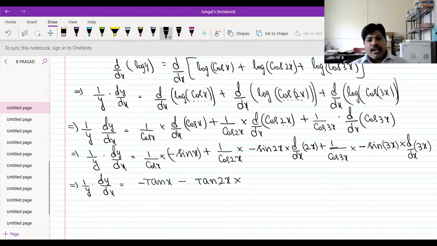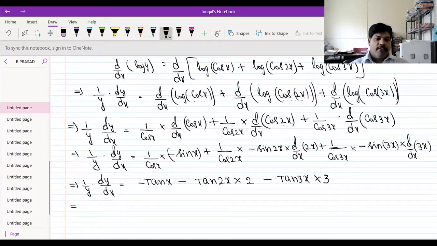What is the derivative of 2x? 2 into derivative of x. Derivative of x is 1. So automatically this value will become 2. Minus sin 3x by cos 3x will become tan 3x into 3x derivative, 3 into derivative of x. 3 into derivative of x is nothing but the 3 only.